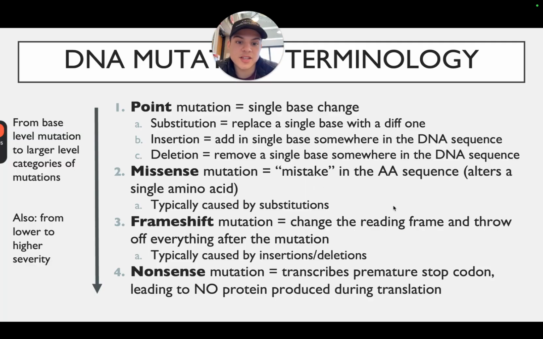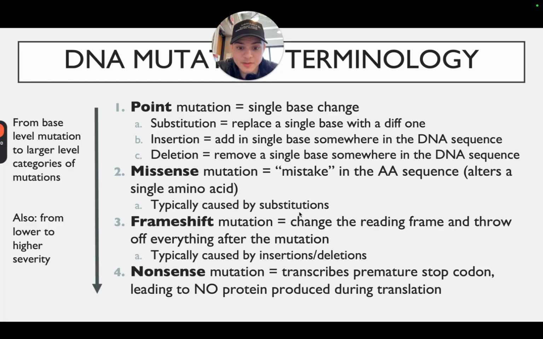We have a missense mutation, which just means there's a mistake in the amino acid sequence because we change that single nucleotide, that single base pair, which causes it to change the identity of the tRNA that binds onto it. And again, this typically is caused by substitutions. And then we have frame shift mutations, which just means that we change the reading frame and throw off everything after the mutation. And again, this is typically caused by insertions or deletions.